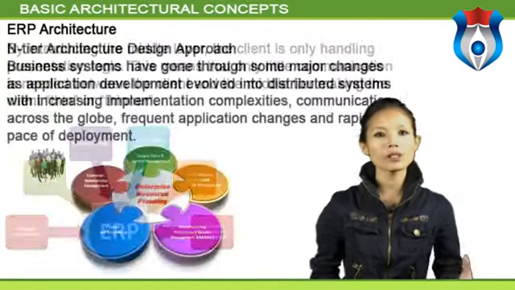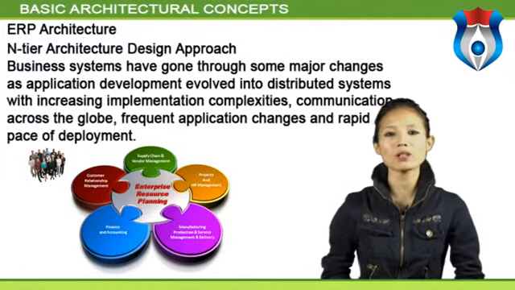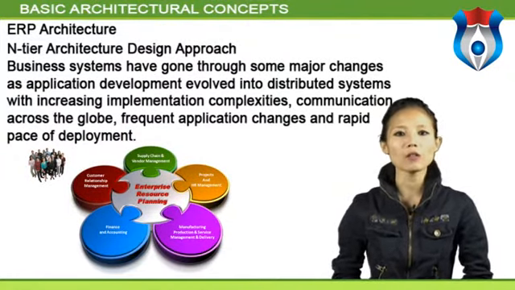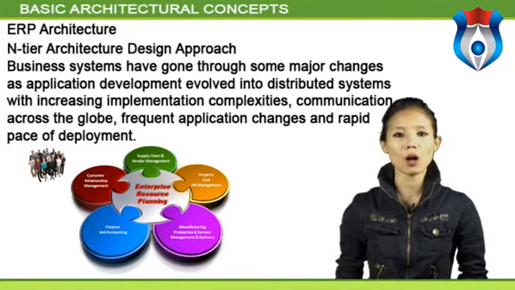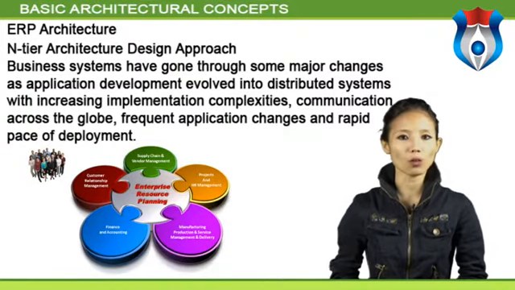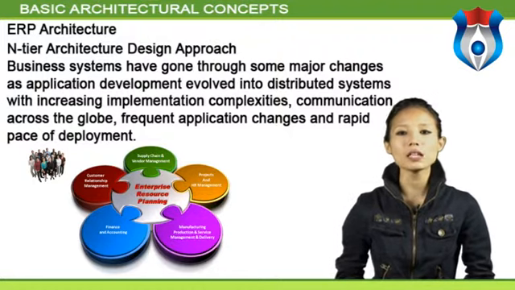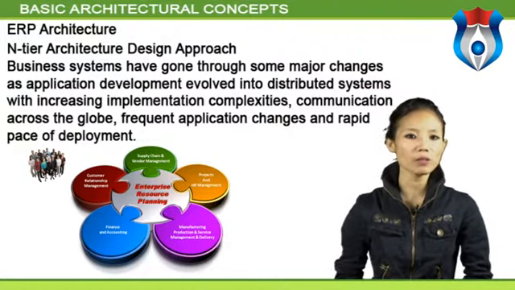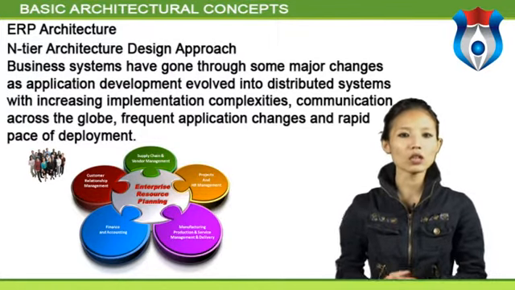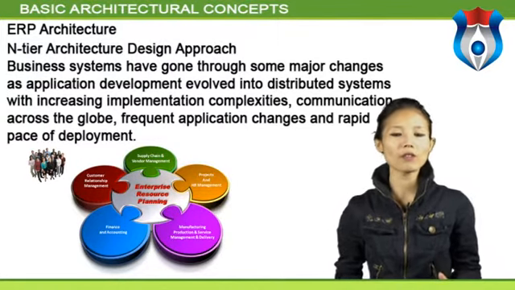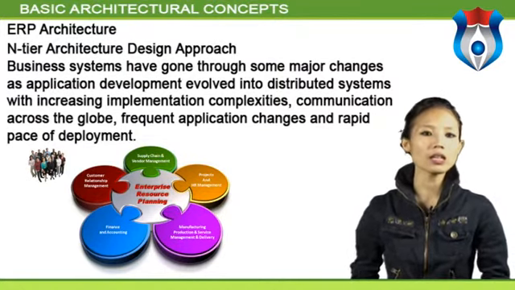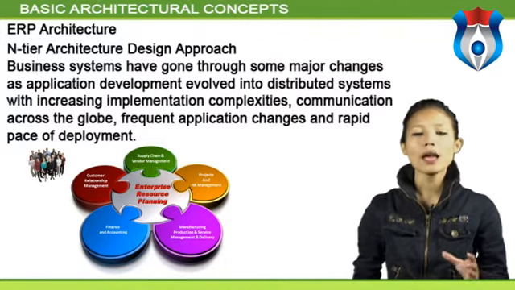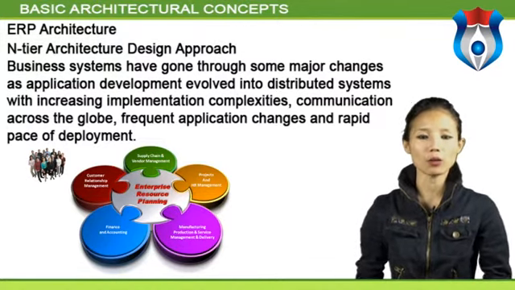Business systems have gone through some major changes as application development evolved into distributed systems with increasing implementation complexities, communication across the globe, frequent application changes and rapid pace of deployment. Business needs now demand enterprise-wide business systems that can integrate seamlessly with each other. High-quality service in terms of infrastructure, scalability, manageability, and availability provides an edge in the competitive market in this scenario.